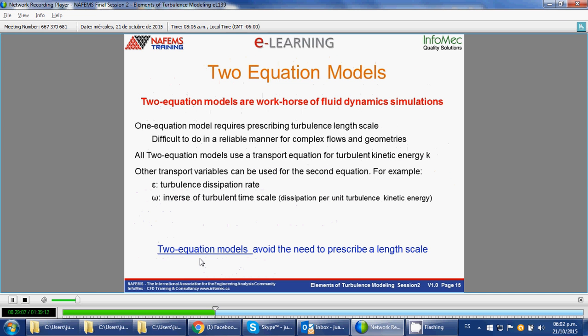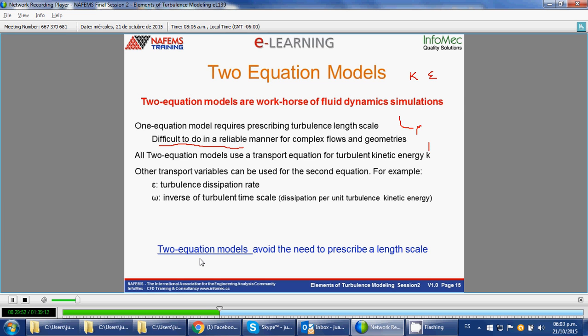So let's talk about two equation models, because that seems to be the one mostly used and it's the workhorse right now. One equation model requires the turbulence length scale. Remember, that's what I said, the L mu, we needed to specify. So if we have complex configuration geometry, it's kind of difficult to set that up. The two equation model says, okay, why don't I create one equation for K and one equation for epsilon. One is for K, one for epsilon.